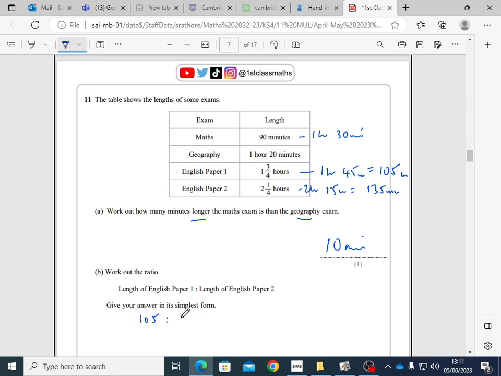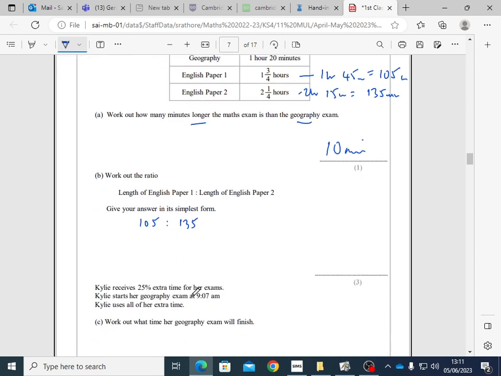Paper 2 is 135. I don't need to write minutes now because I know they're in minutes. So we're all good in the same units. So what goes into both of them? Straight away 5 goes into both of them. There might be a bigger number than that, but what I see straight away is 5 going into both of them. How many 5s into 100? Well, I know there's 20 5s in 100, so that's going to be 21.